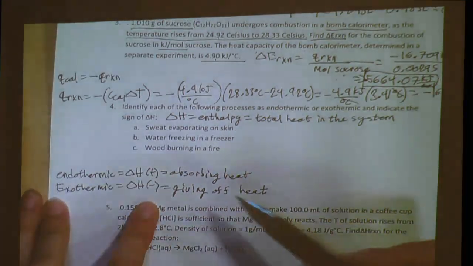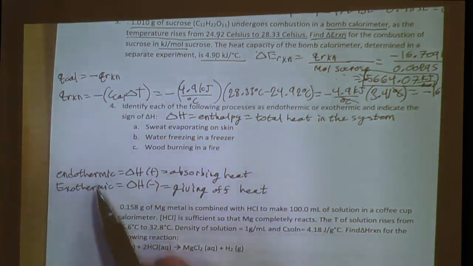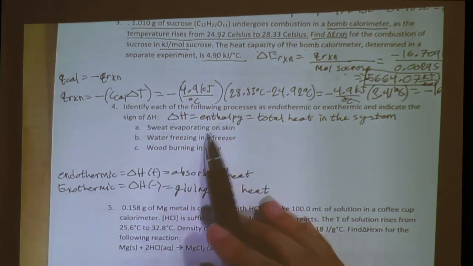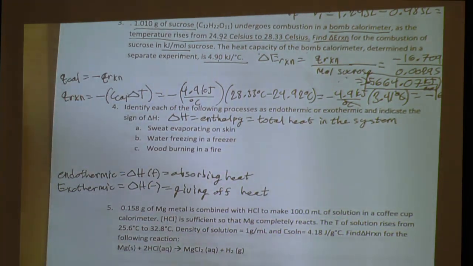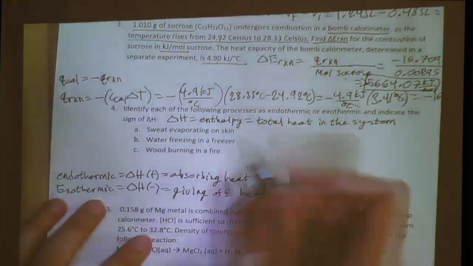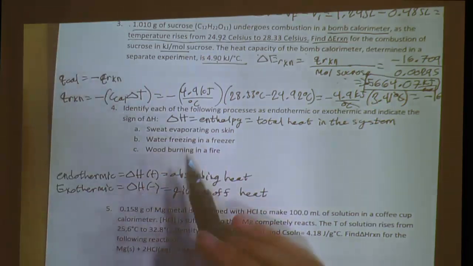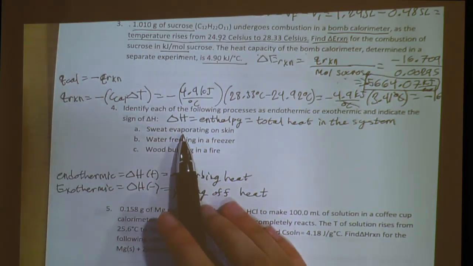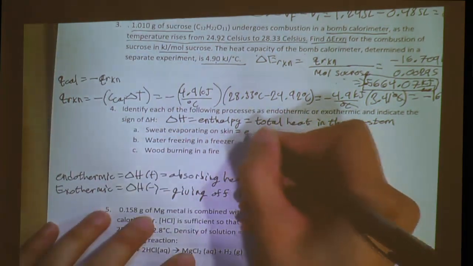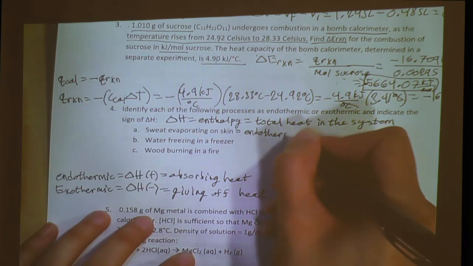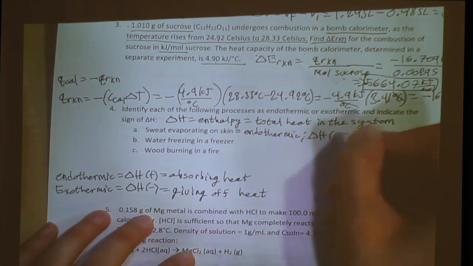Keeping all of this in mind, we want to decide if sweat evaporating on the skin is an endothermic or exothermic process. Is that endothermic or exothermic? Endothermic, perfect. Because the sweat is absorbing heat, right? You're exercising, you're giving off heat, so the sweat is absorbing that heat. So this is going to be endothermic, and that means that our sign of delta H is going to be positive.